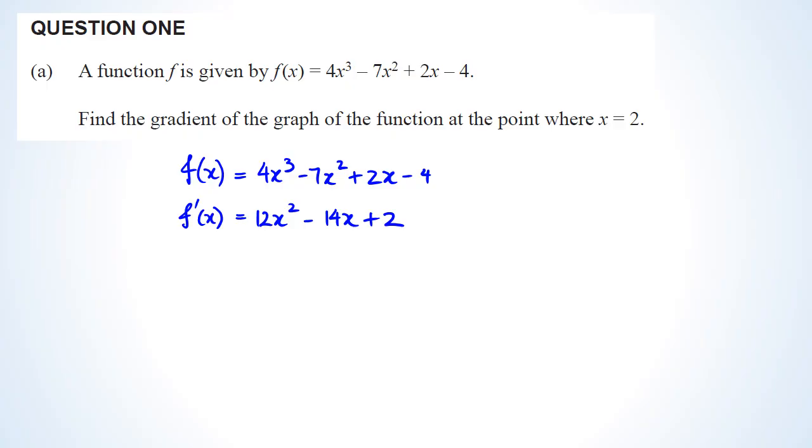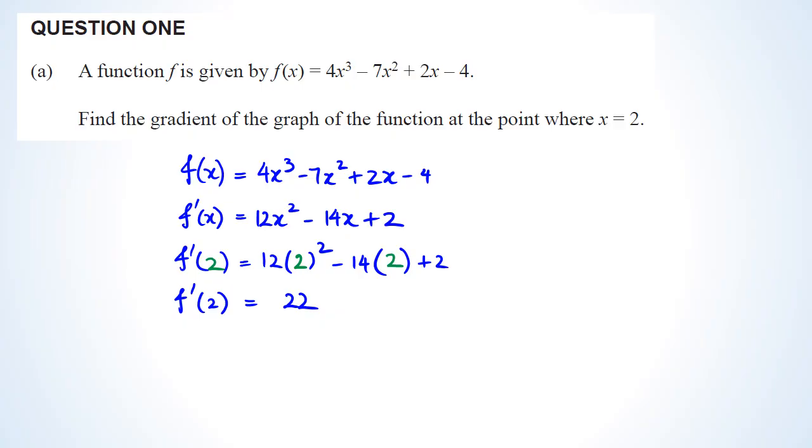At this point, I'm trying to look for the gradient when x is equal to 2, so I'm looking for f dash of 2. What I have is 12 multiplied by 2 squared minus 14 times 2, and of course plus 2. So the gradient is equal to 22. Question one is an achieved question, folks. You need to find the derivative and also work out the gradient.